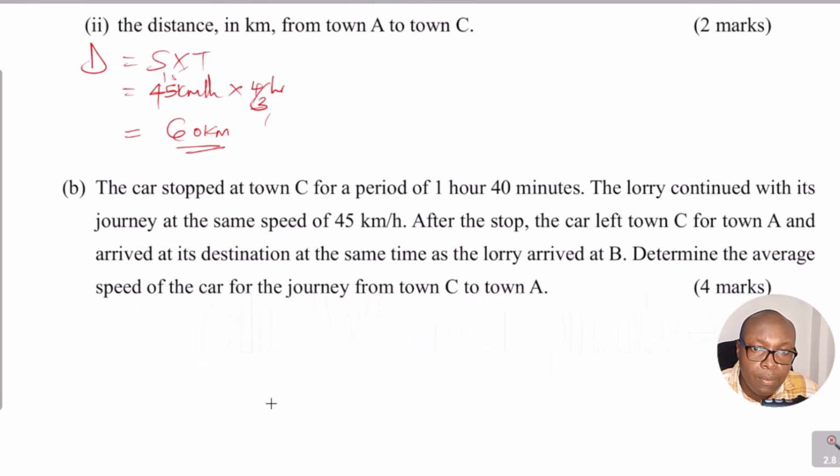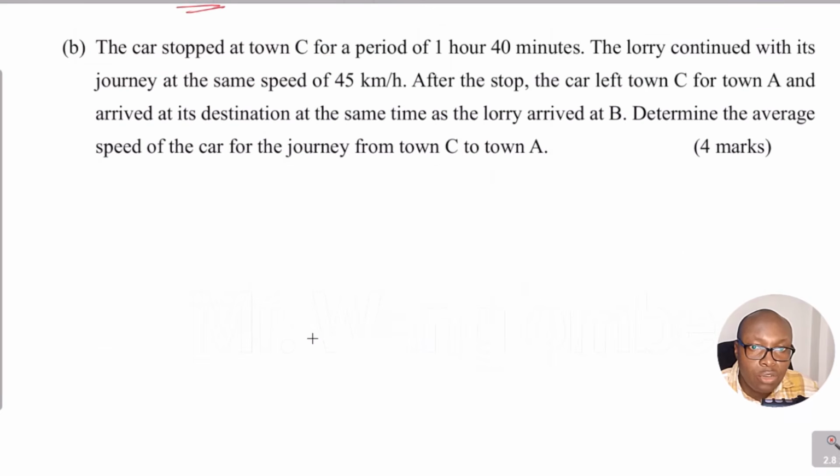We go to part B. Part B, the car stopped at town C for a period of 1 hour and 40 minutes. The lorry continued with its journey at the same speed of 45 kilometers per hour. After the stop, the car left town C for town A and arrived at its destination at the same time the lorry arrived at B. Determine the average speed of the car for the journey from C to A.